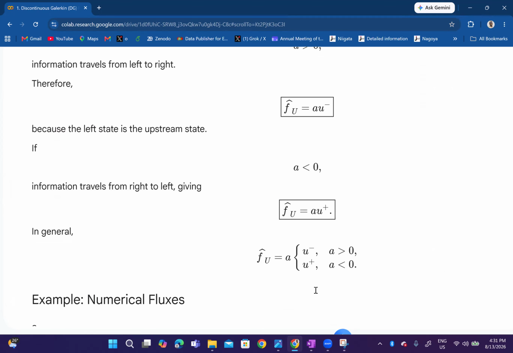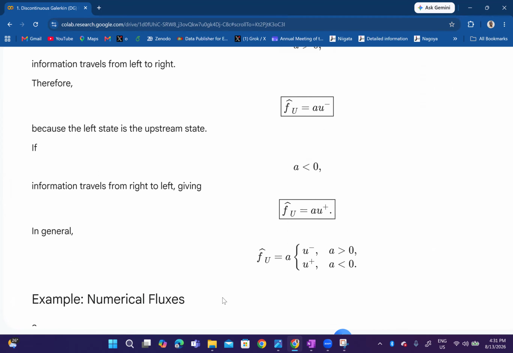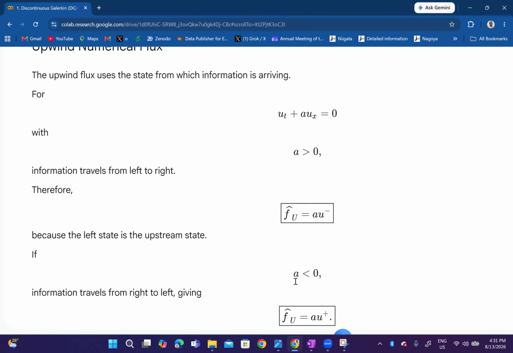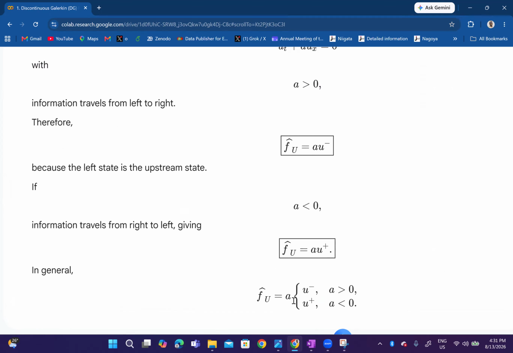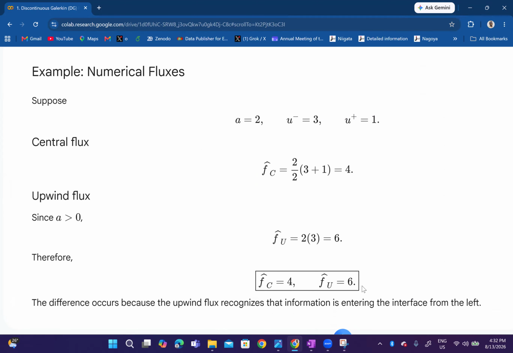Now if a is less than 0, of course we know f cap of u is going to be a u plus. If a is less than 0, information travels from right to left. As a result, the right state is the upstream state, so f cap of u will be a u plus here. Of course, we already know f is au. So overall, in the case of the upwind numerical flux, we have f cap of u equals a u minus when a is greater than 0, and a u plus when a is less than 0, which is the corresponding upstream for the different values of a.